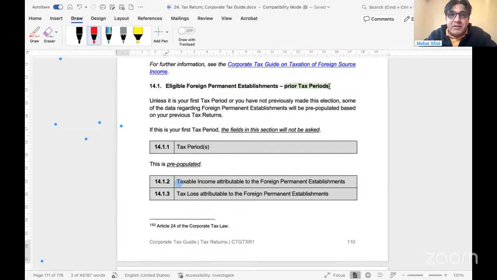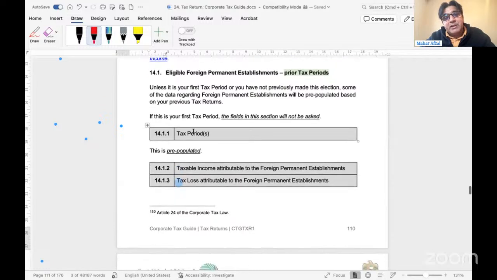Because there is a possibility that you have already adjusted the losses and you are now claiming the exemption. As I mentioned, till the losses are utilized, you will not be able to claim the foreign PE exemption. They're asking which tax period, but this section will not be applicable for your first return.